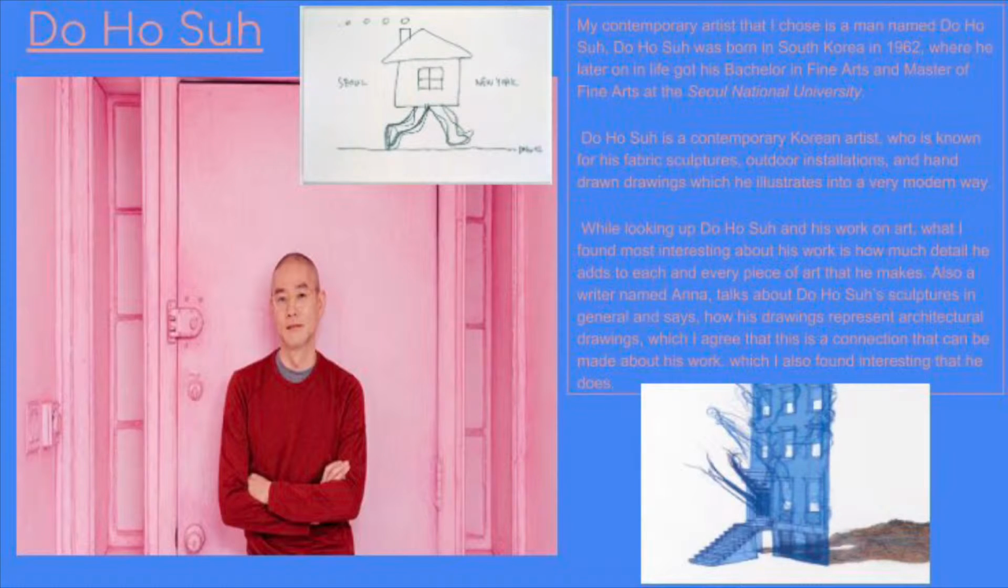While looking up Ho Suh and his work of art, what I found most interesting about his work is how much detail he adds to each and every piece of art that he makes. Also, a writer named Anna talks about Ho Suh's sculptures in general and says how his drawings represent architectural drawings, which I agree is a connection that can be made about his work, which I also found interesting that he does.